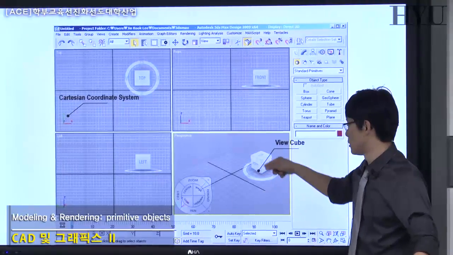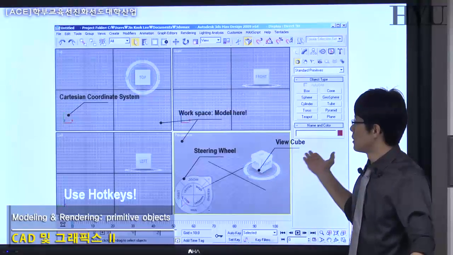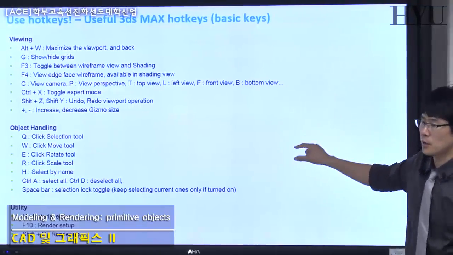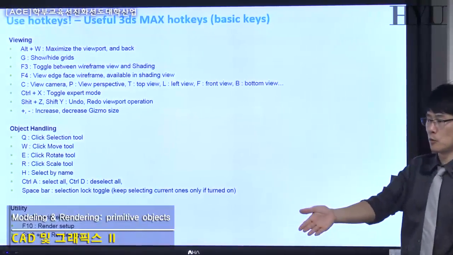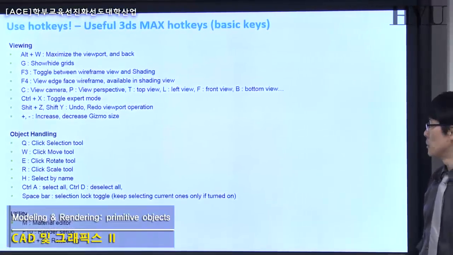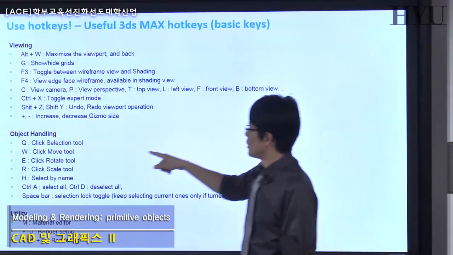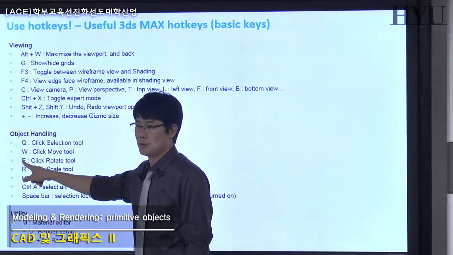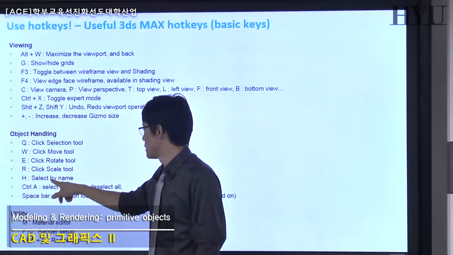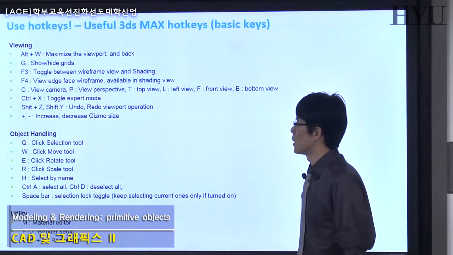View cube to control the views, workspace, steering wheel, but there are an amount of hotkeys. I listed up hotkeys. The hotkeys listed here are all supposed to be memorized, okay? Viewing options, object handling options, utility. For example, if you want to move, you can click the move icon, but it's not M, it's W, okay? Similar to M anyway. E, rotate, R, scale, H, select by name. You have to know the buttons, hotkeys, okay?